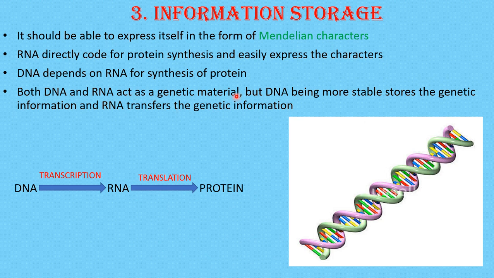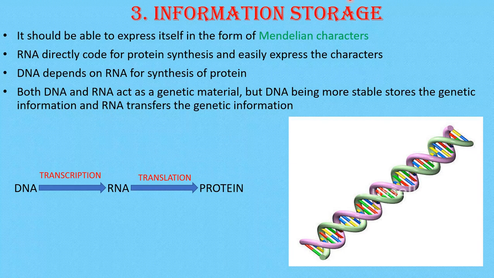Both act as genetic material, but DNA is more stable and it stores the genetic information. DNA is more stable, and with its double helical structure, it stores the genetic information, whereas RNA does not store, it transfers the genetic information. So DNA is stable and stores the genetic information, whereas RNA is involved in transferring the genetic information.